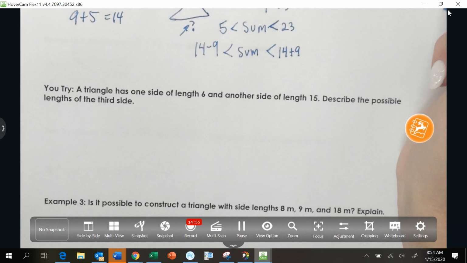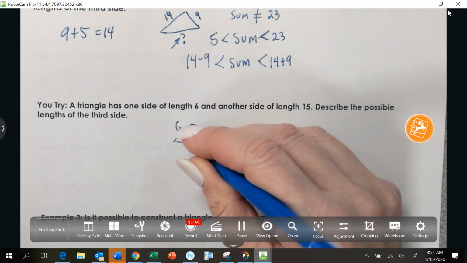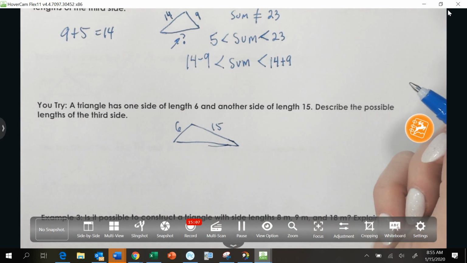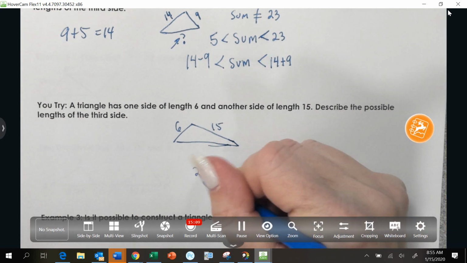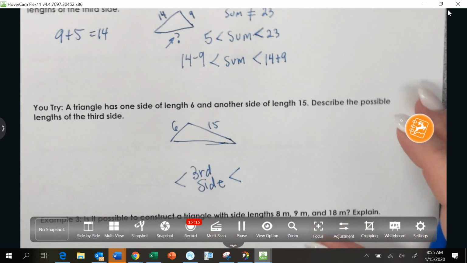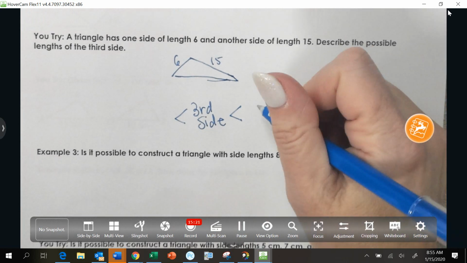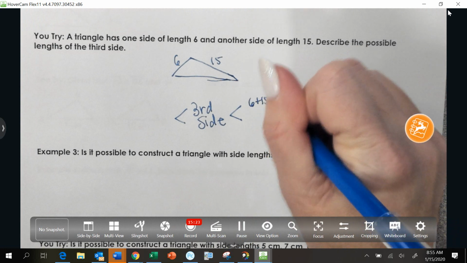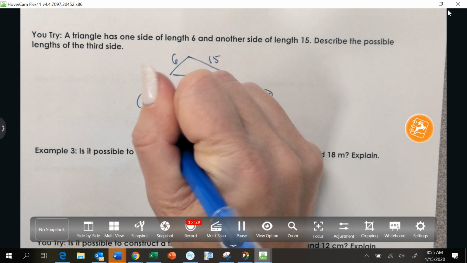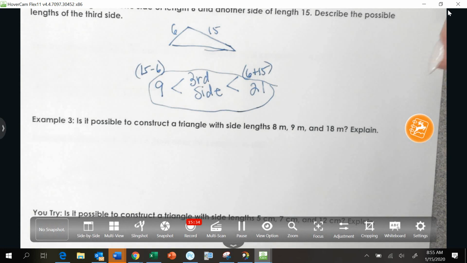So a triangle has one side of length 6 and the other side length 15. Describe the possible lengths of the third side. So what could that third side be in between? 6 plus 15 is 21. And 15 take away 6 is 9. So that would be it. In between 9 and 21.